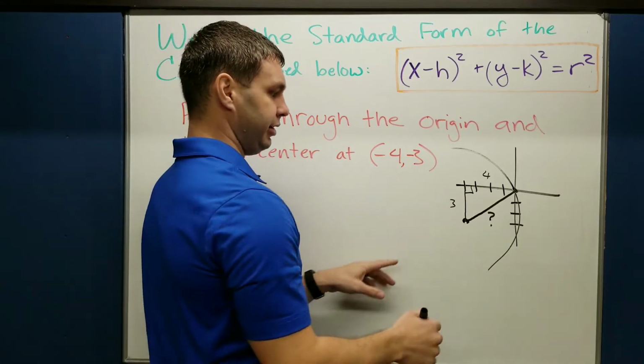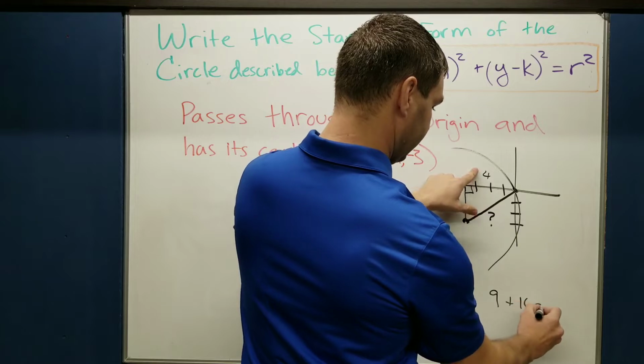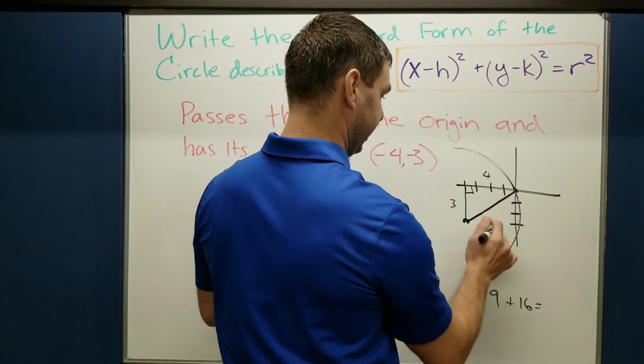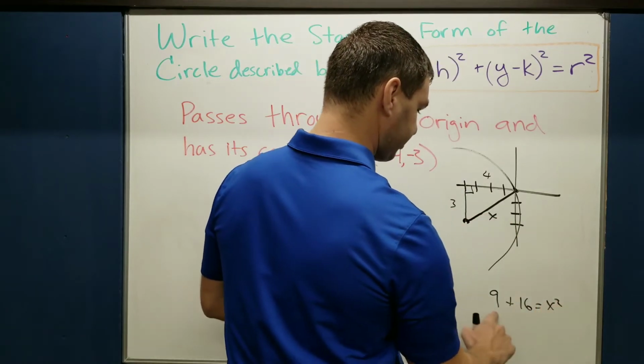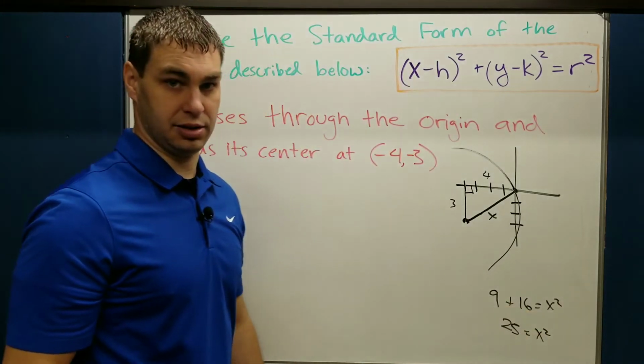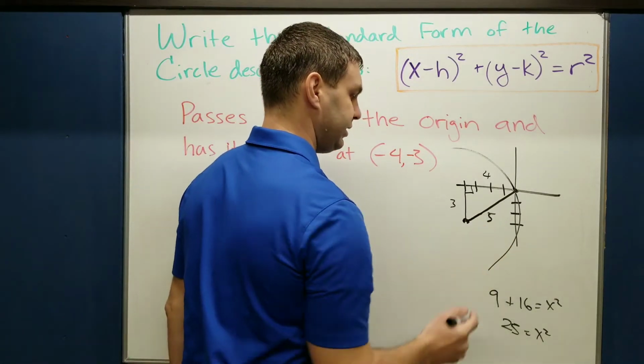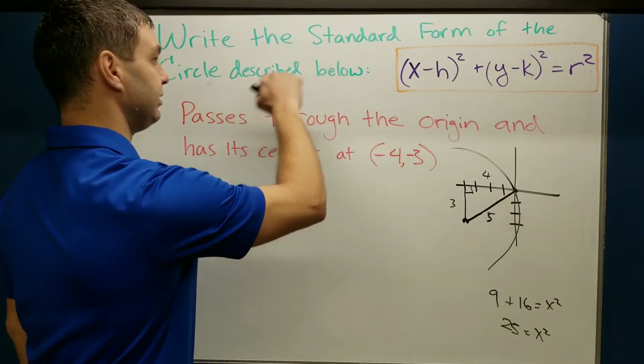Or if you use the Pythagorean theorem quick and say 3 squared plus 4 squared equals my question mark, maybe I'll call it x squared. Well, this is 25. And of course, x, if I do the math, has to also be 5. Okay, so now that I have the radius, I can successfully write this in the standard form like it wants me to do.